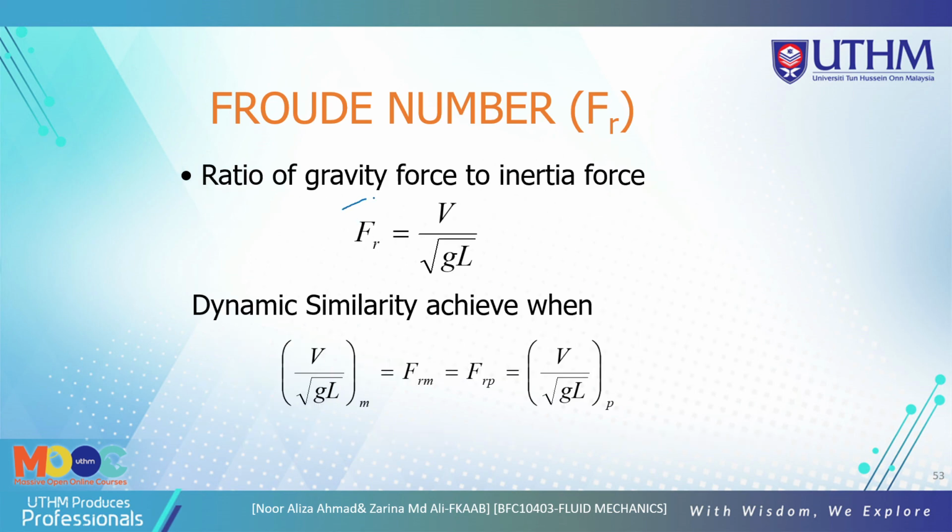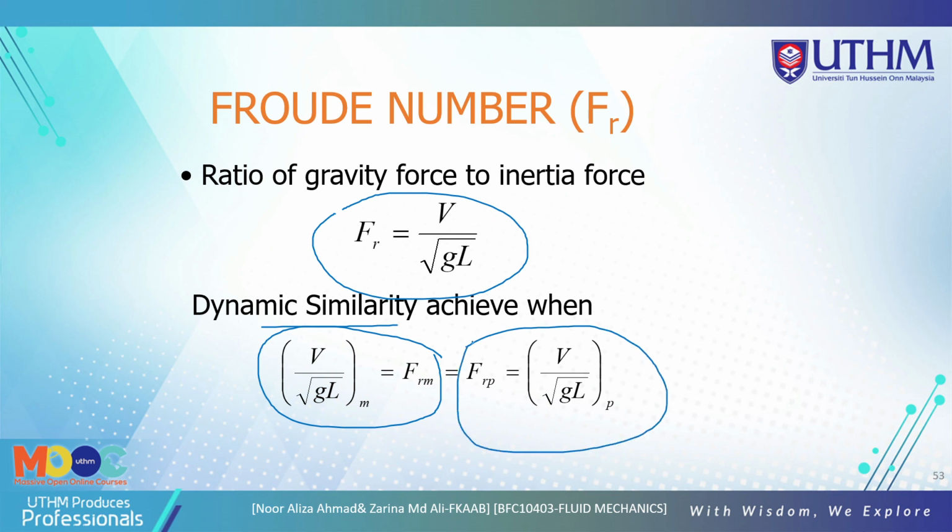The Froude number uses this formula: Froude number is equal to velocity divided by the square root of gL. Dynamic similarity is achieved when the Froude number of the model equals the Froude number of the prototype. This is the basic assumption that you must know, also the same as for the Reynolds number.